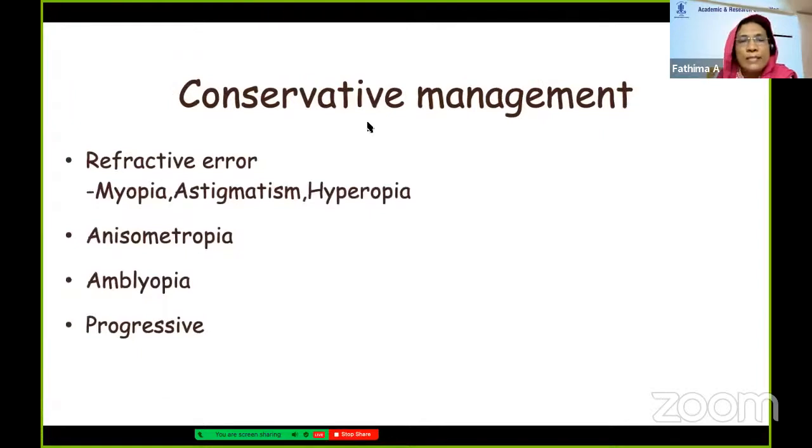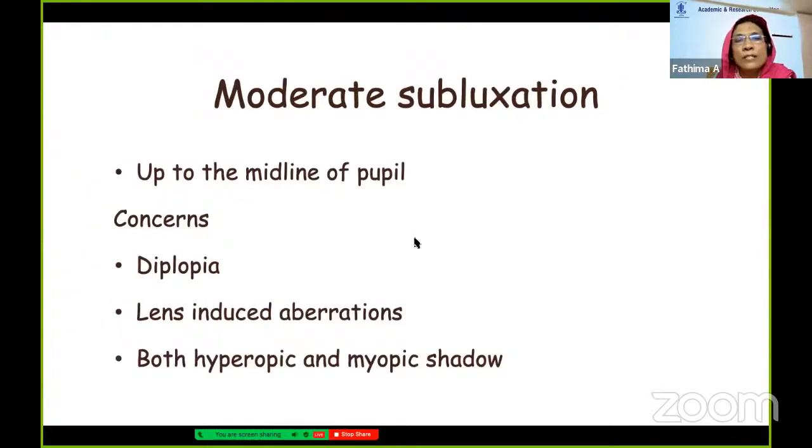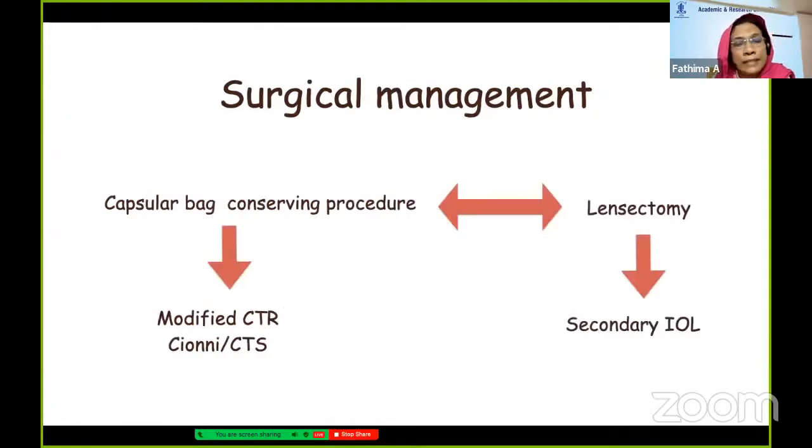So mild subluxation, we can manage conservatively: refractive error, anisometropia management, amblyopia. We have to remember it may be progressive, so we have to follow up. Moderate, we may say when it comes up to the midline of the pupil. So numerous concerns: diplopia, lens-induced aberrations, both hyperopic and myopic shadow will be obtained in the retinoscopy. So there are two options now. We can save the bag or go for lensectomy.